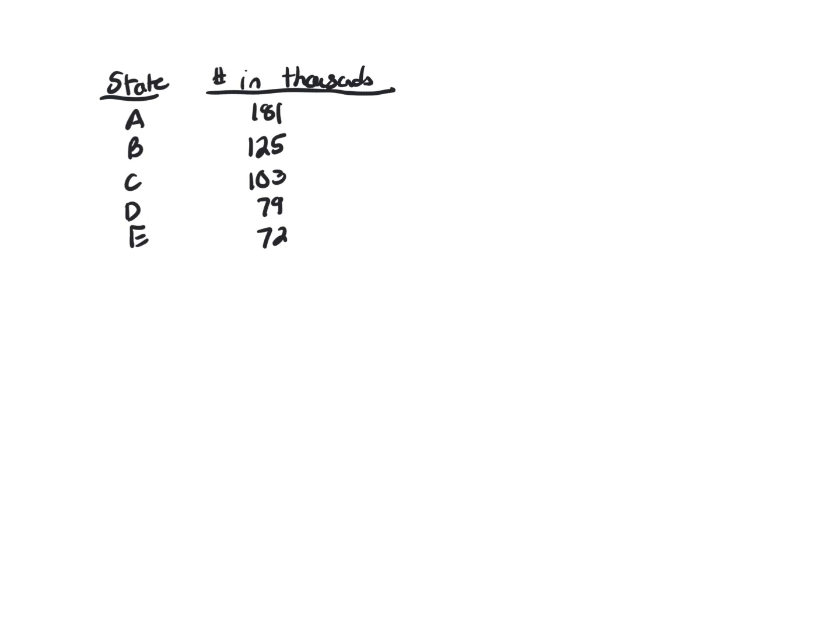The estimated number of homeschooled students in state A is approximately what percent greater than the number in state D? So this is a percent increase, decrease problem. So what you want to do is subtract your two numbers and then divide by the number in state D. We're trying to compare A to D, so you're going to divide by D. So find the difference, and that's 181 minus 79 divided by 79.